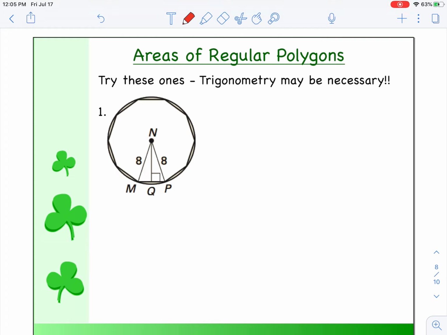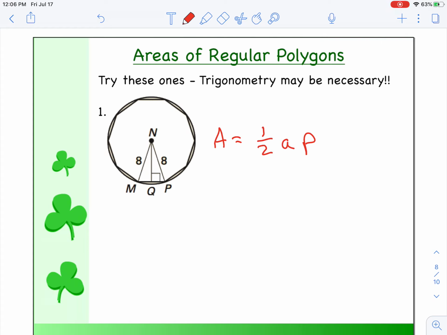Now we're going to try these ones, and here we are going to have to use sine, cosine, or tangent. So again, remember and make sure your calculator is in degree mode. This doesn't look any harder, but sometimes it depends on which piece of information you're given and how many sides it is that makes it tricky.